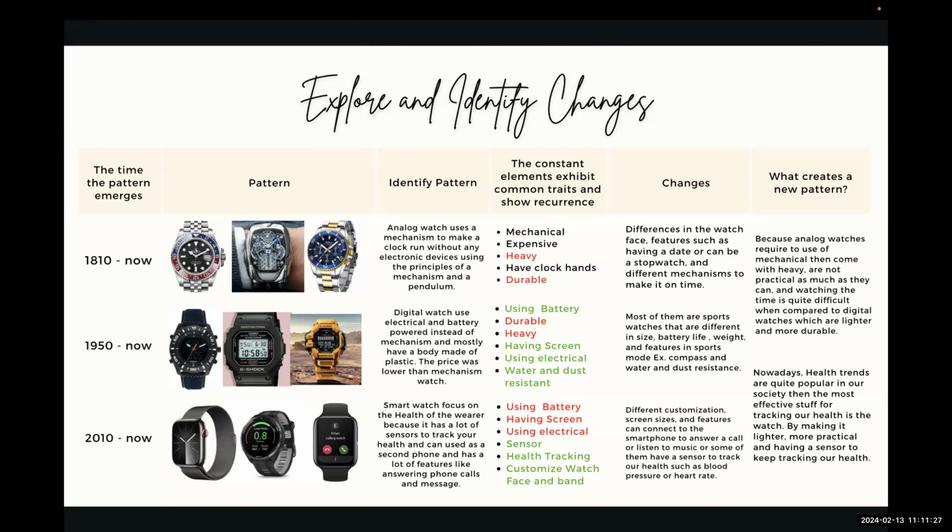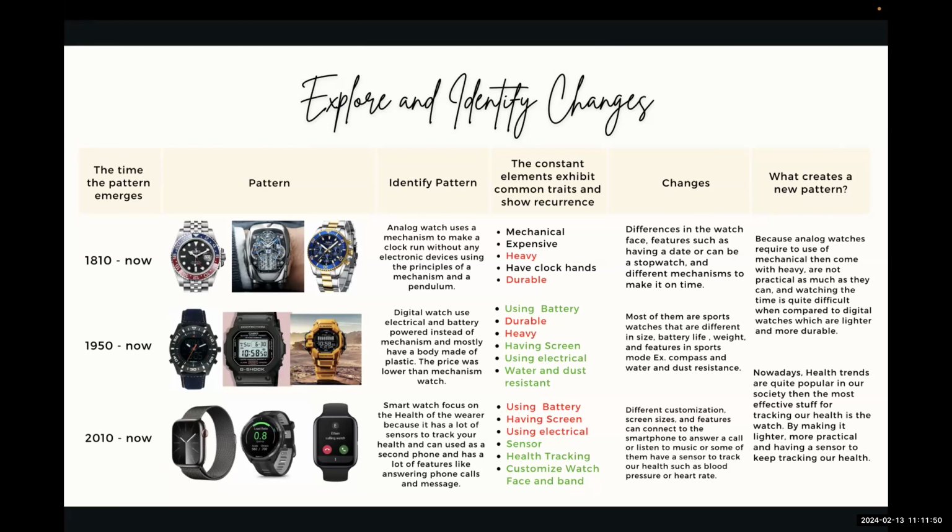So the change within pattern is the difference in watch face features, such as some of them can be a stopwatch or have a mechanism to make it on time, or some of them might have a transparent watch face to show the mechanism. The second one is the digital watch.